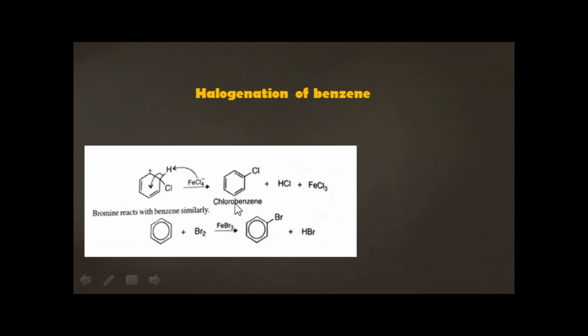When we use the attacking reagent as chlorine in presence of ferric chloride, chlorobenzene is the desired product. This halogenation can also be done in presence of bromine. Here the attacking reagent is bromine. So when this attacking reagent generates the electrophile, that is said to be bromonium ion, Br+. That Br+ attacks the benzene ring and forms the product bromobenzene. So in general, halogenation, we can say X2 in presence of catalyst ferric halide.